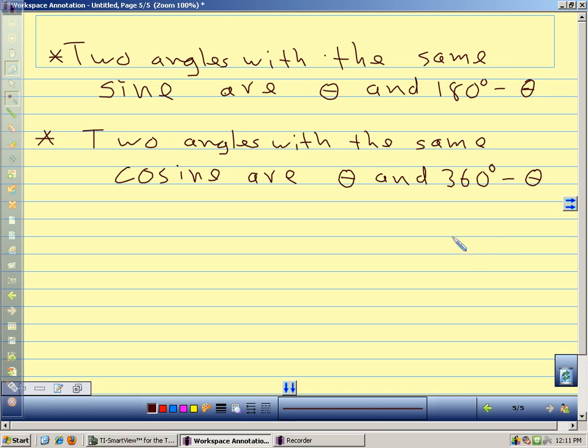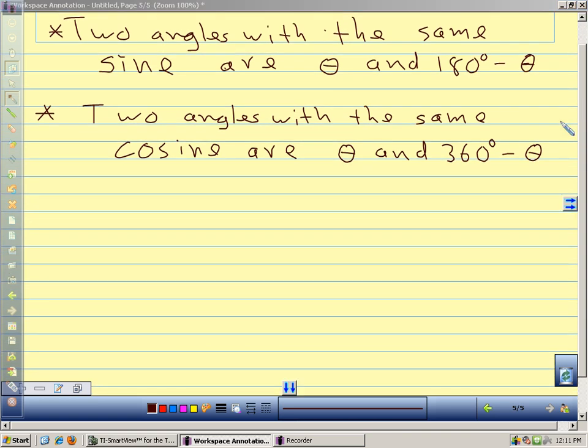So that's our second big idea from the unit circle. First is the x-coordinate is the cosine, the y-coordinate is the sine. Second is that we have two angles that have the same sine ratio, and we have two angles that have the same cosine ratio. Questions before we look at a couple of examples of this?